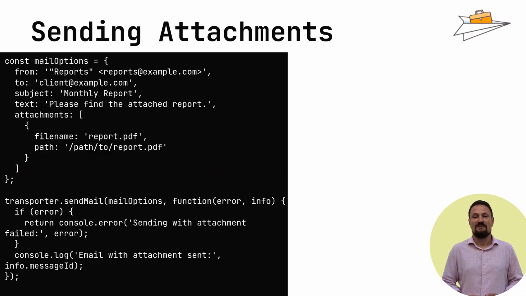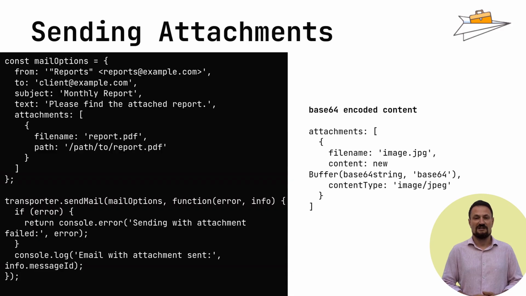To include PDFs, images, or CSVs, use the attachments property, or use base64 encoded content like this. Watch out for size limits. Most servers cap the total email size at about 10 megabytes.